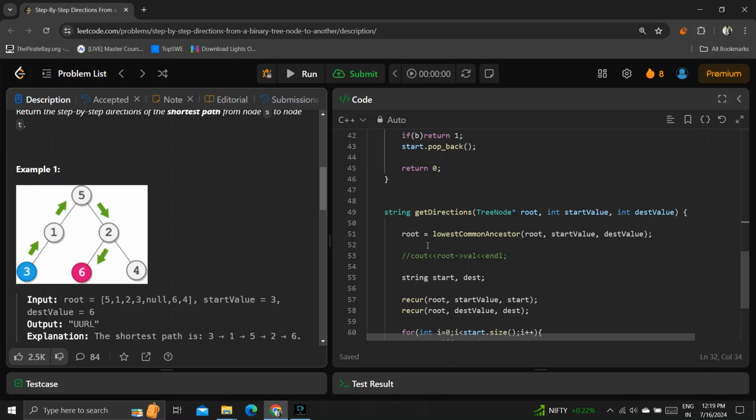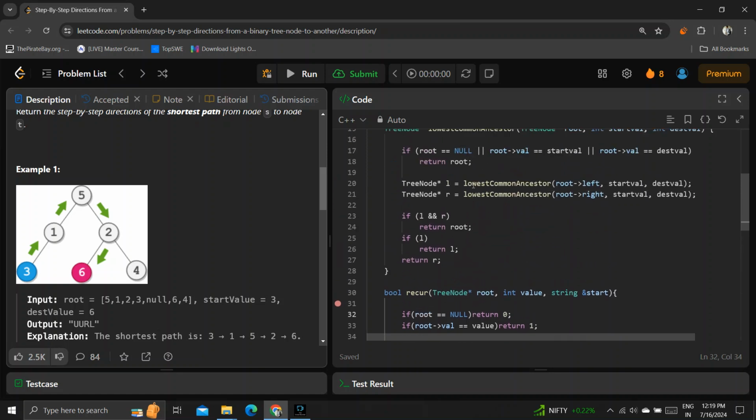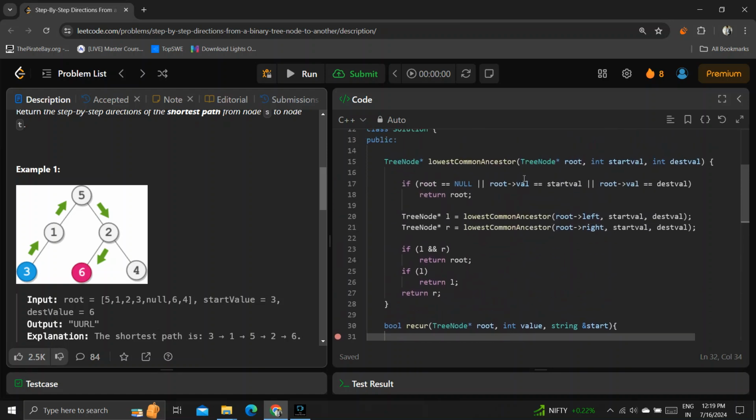This is our code. First, we will find the least common ancestor and update our root with it. So, what is the code for the least common ancestor? Basically, there are only three conditions in this LCA code. Suppose this is the problem, right? The start value is 6 and the destination value is 4.